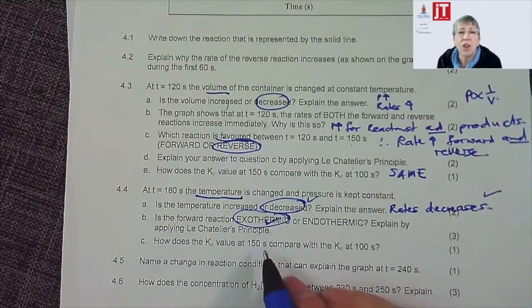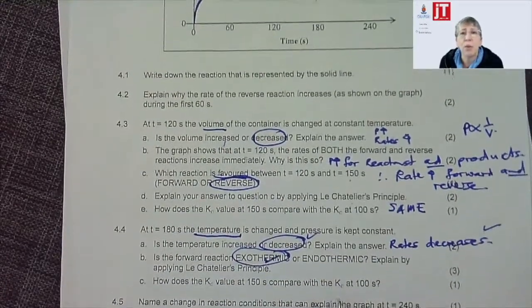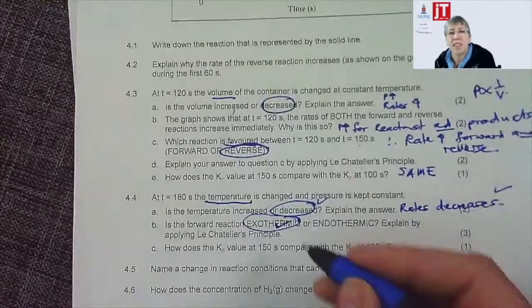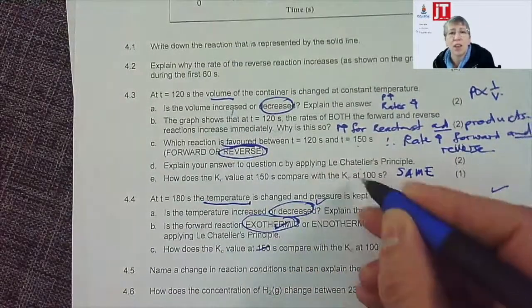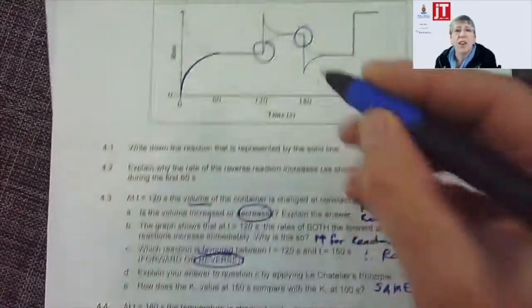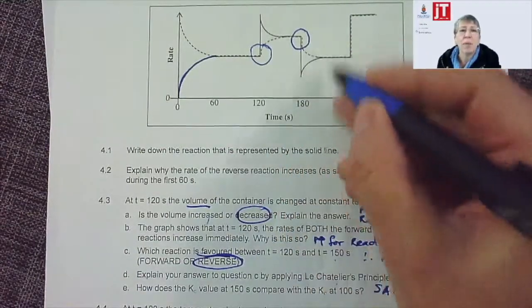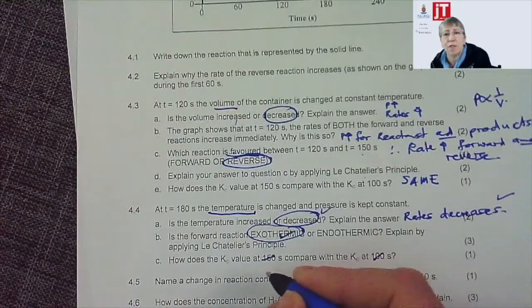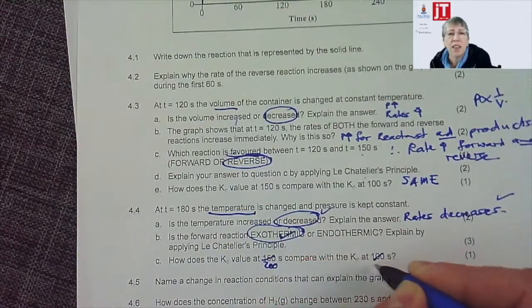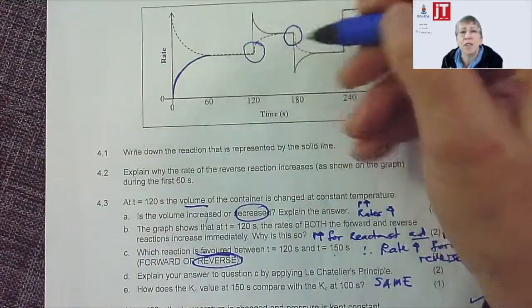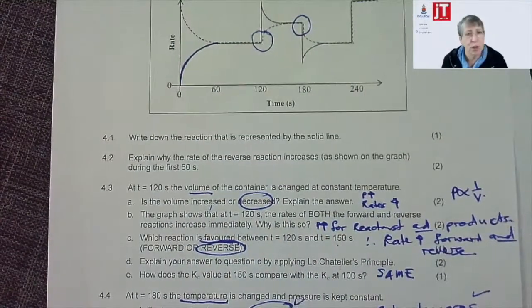How does the value of Kc at 150 compare with 180? Oh, I think this is a typing error, right? We've actually copy and pasted there. Right, so I'm not looking at 150. I'm looking at around 200 and at 150. Right, 200 over there, 150 over there. What do we have between there and there?